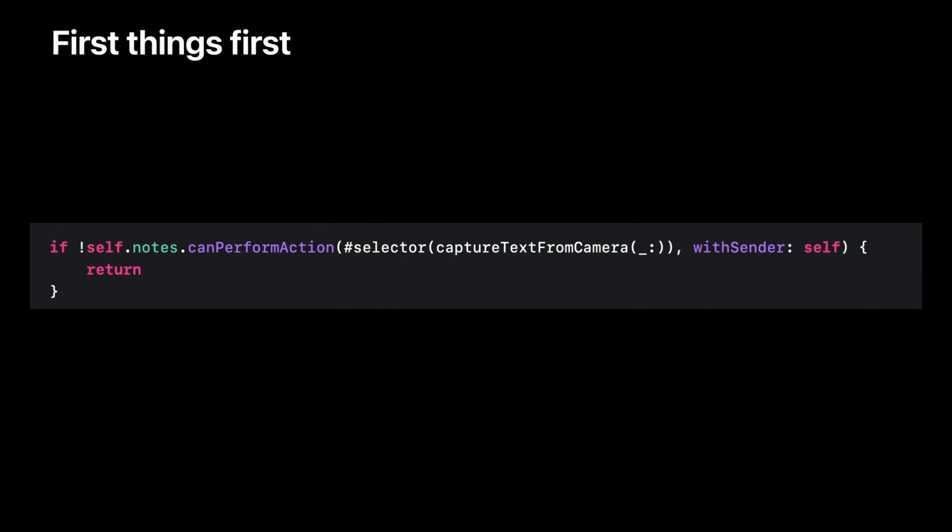Before you add any camera launchers, you'll first want to check the result of can-perform action with sender. That's because our UI action works by invoking a new method on UI responder objects called capture text from camera, which works similar to standard edit actions like cut, copy, and paste. And those actions aren't always available depending on the context. For example, you can't cut text if you have nothing selected. Same thing goes here. The capture text from camera action has some prerequisites.